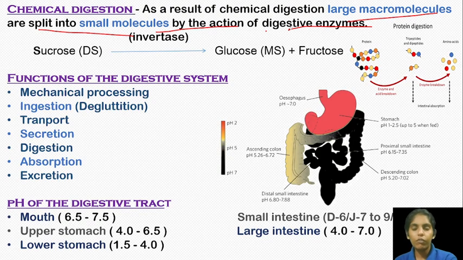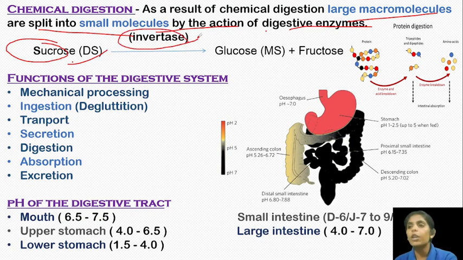For example, if we take an example of carbohydrate, let us take sucrose. This sucrose is a disaccharide. That means it is a complex of two monosaccharide units. This sucrose in the presence of invertase enzyme is broken down into glucose and fructose. Glucose and fructose are monosaccharides. So these are the simplest form of carbohydrates.